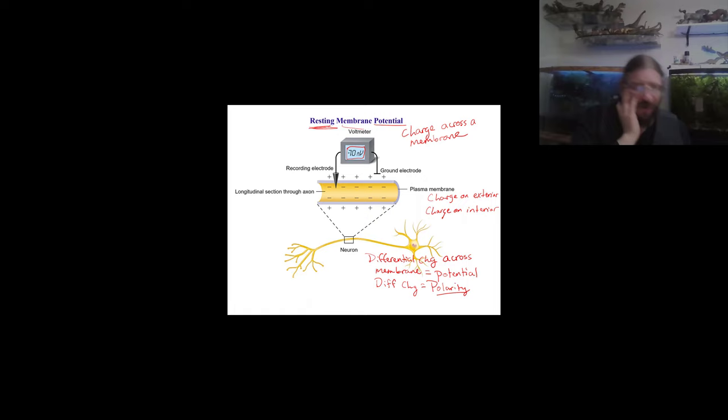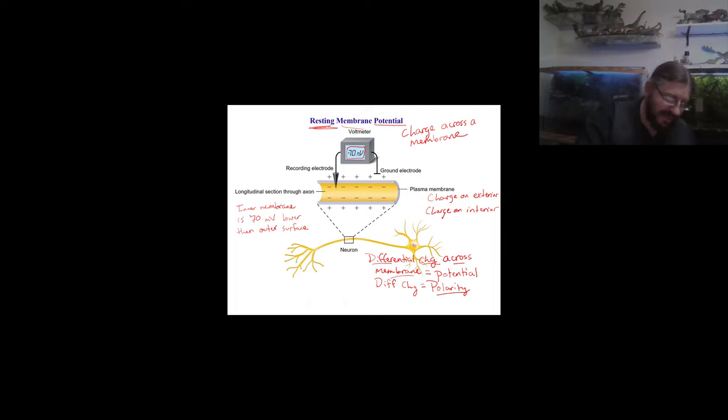That means that the inner membrane is 70 millivolts lower than the outer surface of the membrane. The charge difference between the outside and the inside of the membrane is 70 millivolts, with it being lower inside. So it is negative 70 millivolts. The resting membrane potential, the resting charge difference across the membrane, is negative 70 millivolts.